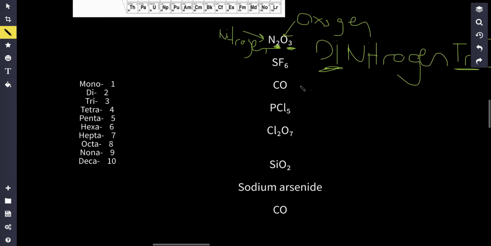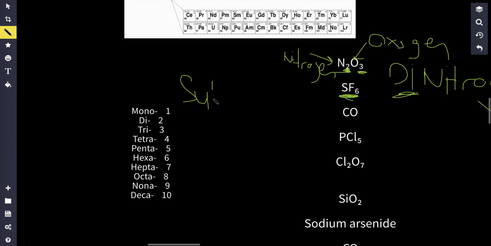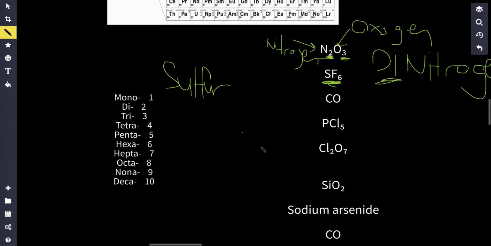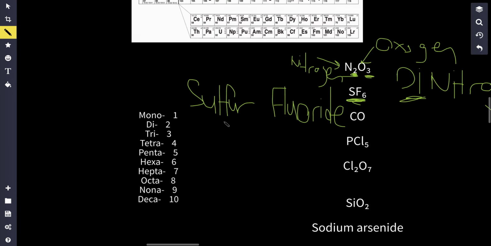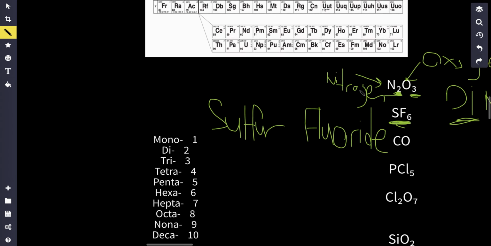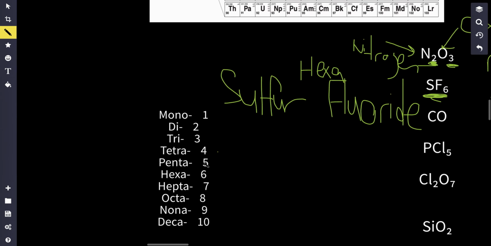Let's do this. Right over here, we have sulfur and we have fluorine. Remember, the last thing always gets an IDE, so fluorine becomes fluoride. Now, because there's 6 fluorine atoms, we're going to put a hexa in front of fluorine, because 6 corresponds with hexa.